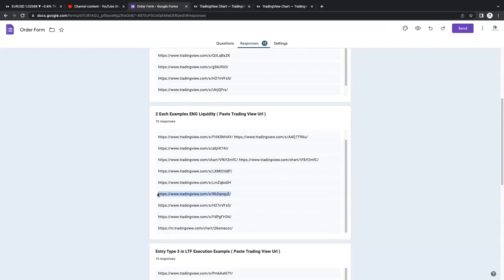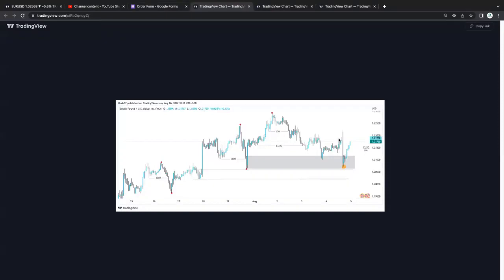Now let's switch to another one. In this case, the first one is the inducement, and the last one is engineering liquidity: tap on the extreme and go higher. This is absolutely correct. Okay, inducement. Okay, this one is correct also.